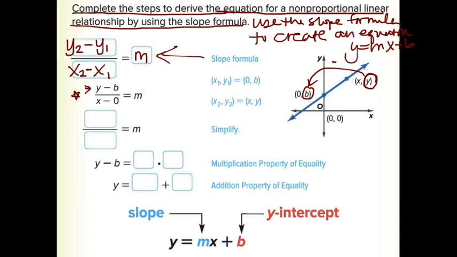Okay, and for the bottom here, for my bottom piece, I have x2 minus x1. Okay, so that gets me my 2 parts. So y2 minus y1 would give me y minus b. All right. And x minus 0 gets me my denominator. So we're going to simplify, and I'm going to have y minus b over x equals m.